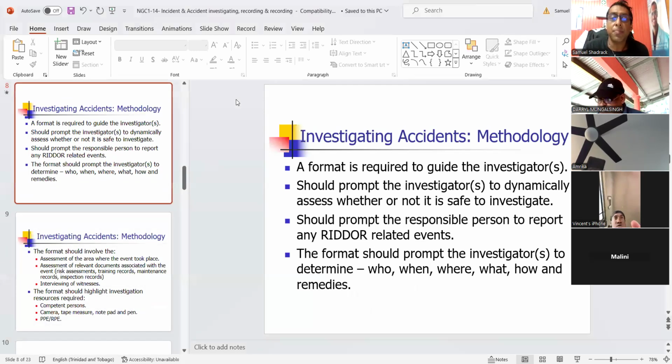All right. So the methodology, which is the form, will guide the investigator. It should prompt the investigator to dynamically assess whether or not it is safe to investigate. It should prompt the responsible person to report to the HSE in the UK, the Health and Safety Executive, if the event would have been a serious injury, disease, or dangerous occurrence. The format will prompt the investigator to determine who was involved, when, where, what, how, and to suggest any remedies, right?